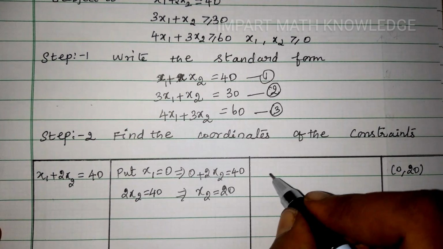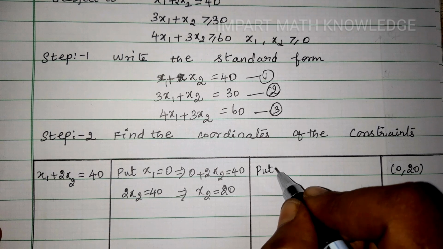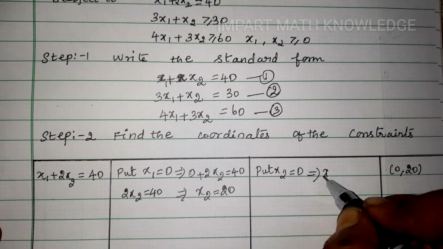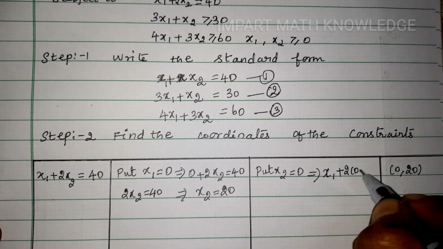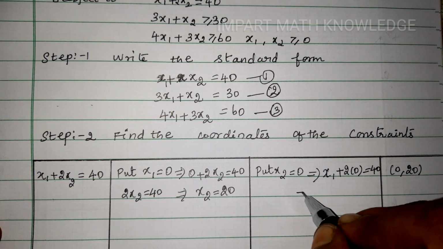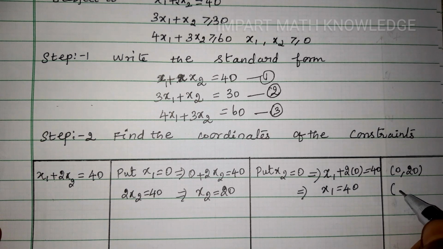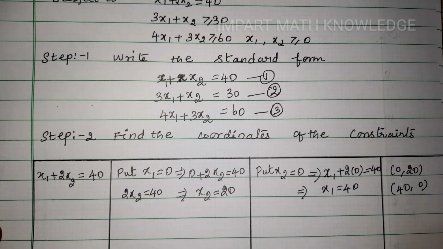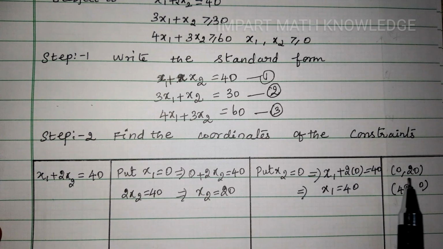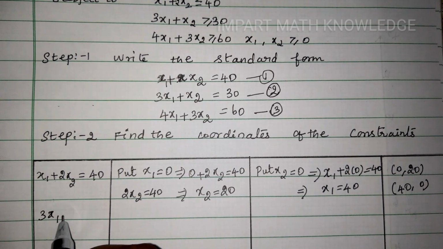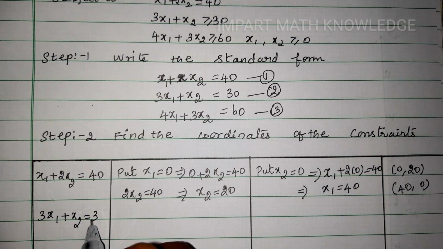In the same equation, you put x2 is equal to 0. Then x1 plus 2 into 0 is equal to 40. This implies that x1 is equal to 40. So the coordinate is 40, 0. For the first condition, the coordinates are 0, 20 and 40, 0. Now I take the second condition. The second condition is 3x1 plus x2 is equal to 30.